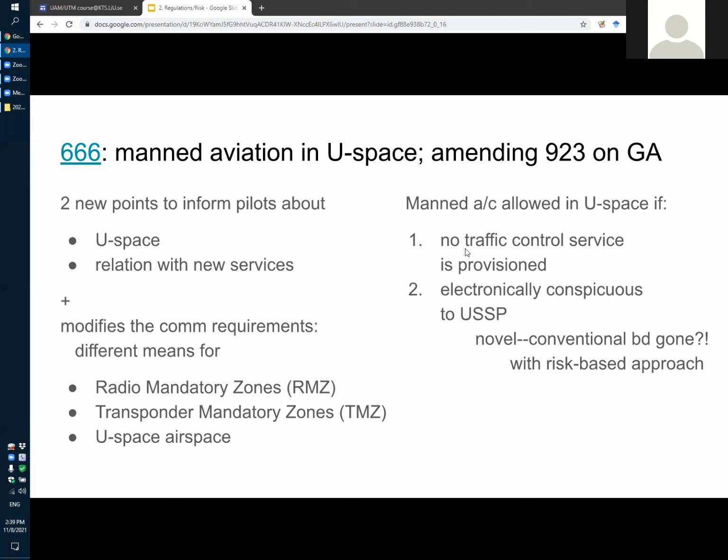But more or less, it's saying that if you don't have ATC, traffic control services, and if you're electronically conspicuous to the U-Space service provider, then you can go into U-Space. So if you're a manned aircraft, but you have a means to inform the U-Space about yourself, then okay, welcome in. It's a minor point, a small amendment to a regulation, but to me personally, I think this is a very important point.